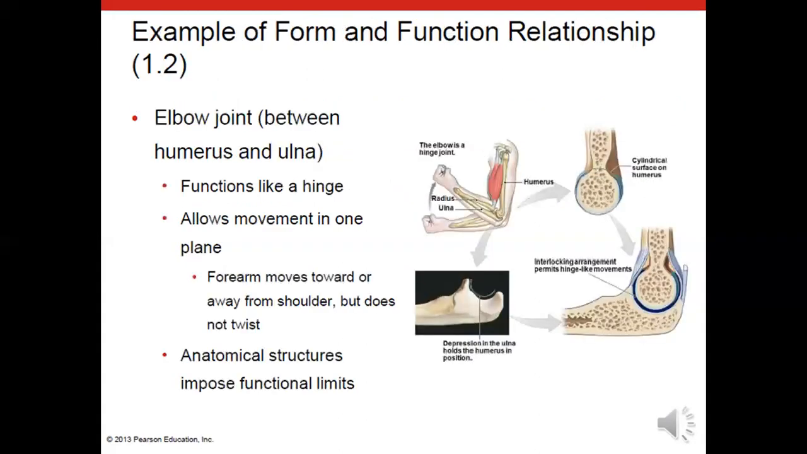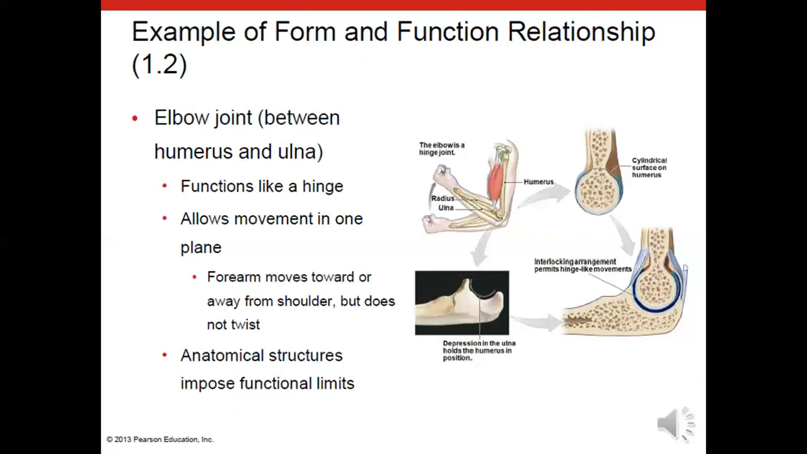For example, take a look here. This is your arm. Those bones I just mentioned a few slides back, there's your humerus bone in the upper arm. And down here, you have two bones in your lower arm, the ulna and the radius. Those two bones, along with the humerus, create the elbow joint, which is right here. That elbow joint, if you look really closely, is mostly created by two bones connecting to one another.